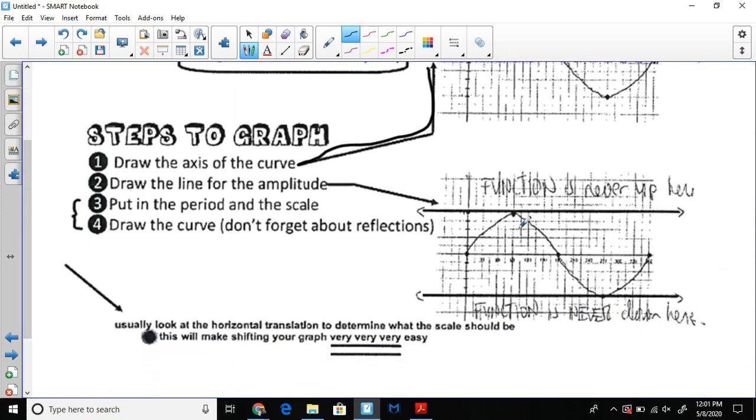Draw the line for the amplitude. For example, sine of x. If this is the axis of the curve, I know the amplitude is 1. So 1 up, that's the max. 1 down, that's the min.